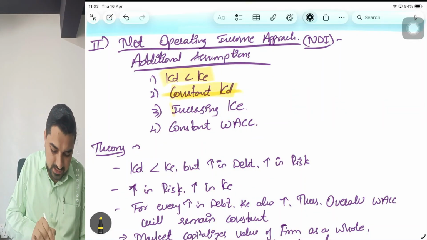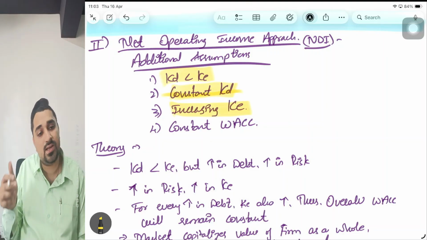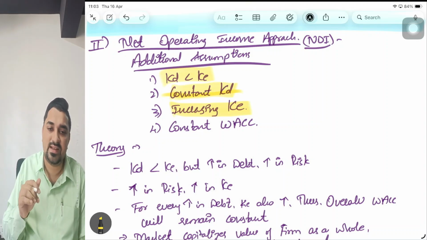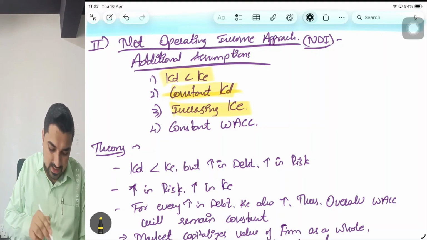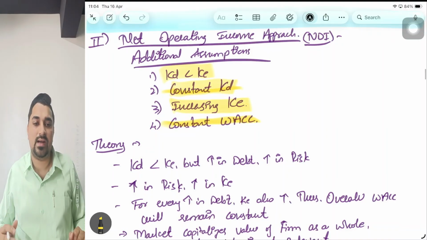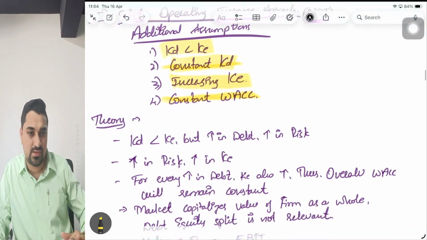Now what is the difference? In the previous approach he was assuming KD is constant and KE is also constant for all levels of debt equity mix. But in this approach he is saying KD will remain constant but KE will increase, and your WACC will be constant. So what are the additional assumptions? KD is less than KE, constant KD, increasing KE, constant WACC.